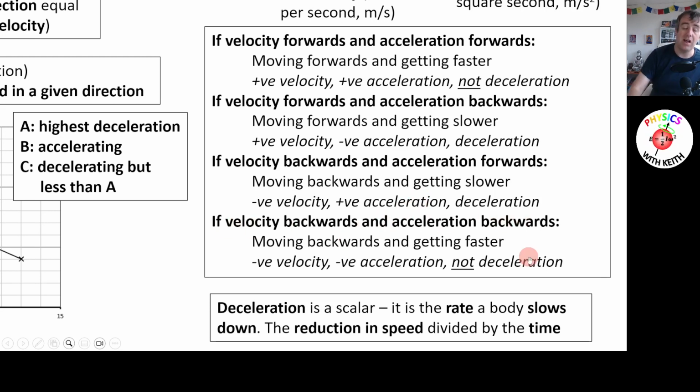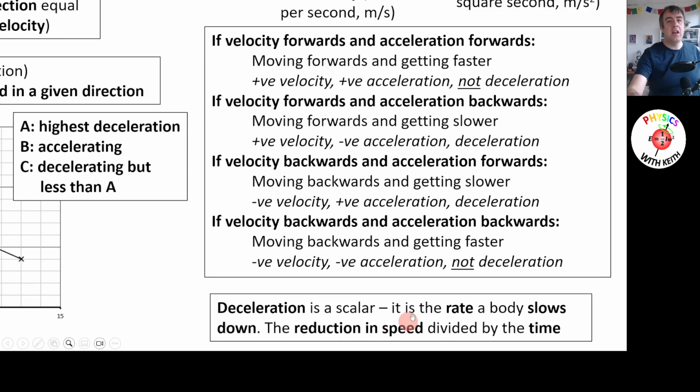And in the last example, our velocity is backwards, but our acceleration is backwards. So we're moving backwards, we've got negative velocity, and we're getting faster because we've got a negative acceleration. So this is a negative acceleration, which is not deceleration. So can you see, we've got one negative acceleration that is deceleration, one negative acceleration that's not, one positive acceleration that's not, one positive acceleration that is. So you can't just say negative acceleration is deceleration. It's not true. Deceleration, however, is a scalar.